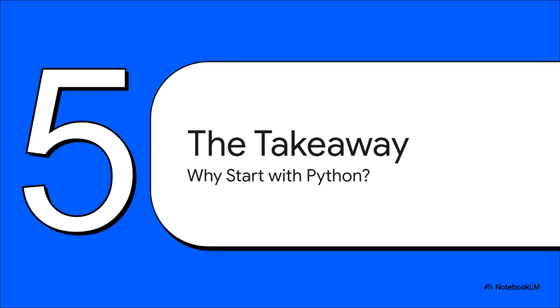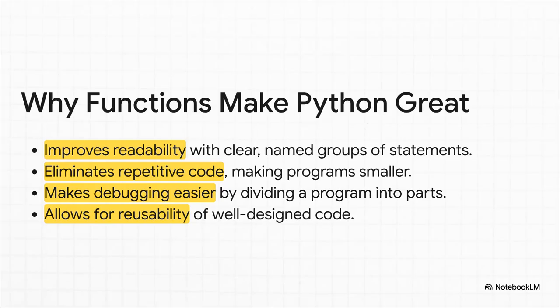So let's kind of zoom out and bring this all together. We've seen the blueprint, we've seen the materials, we've seen the tools. What's the big takeaway here? Why is Python such a fantastic place to start your building journey? Well, it really all comes down to the power of those ideas we just covered, especially functions. Using them just makes your code so much easier to read. It completely eliminates repetitive code, making your programs smaller and way cleaner. It makes fixing mistakes, what we call debugging, so much easier because you can just test one little part at a time. And maybe most importantly, it lets you build up your own library of reusable components for all your future projects.